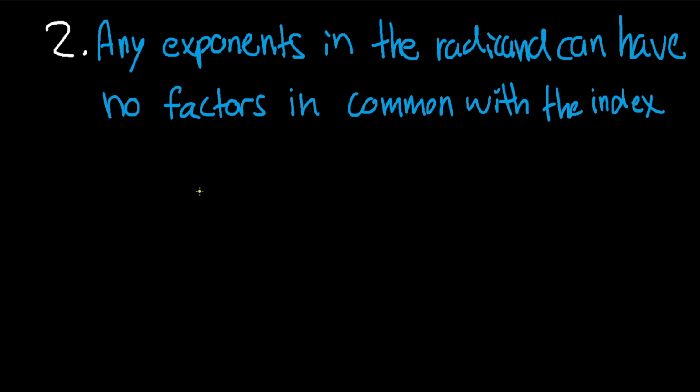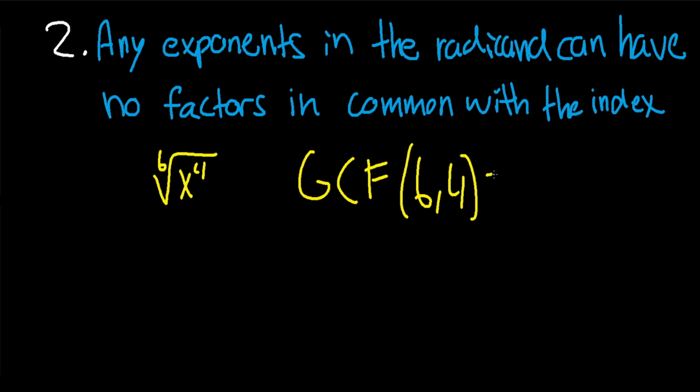So for example, if we have the sixth root of x to the power of 4, this is not simplified since there's a greatest common factor between 6 and 4, which is 2. So what we do is divide 6 and 4 by 2, and so our simplified version would be the third root of x squared.